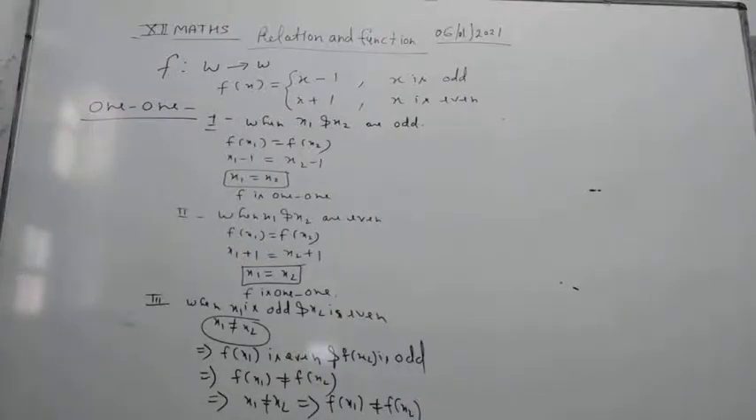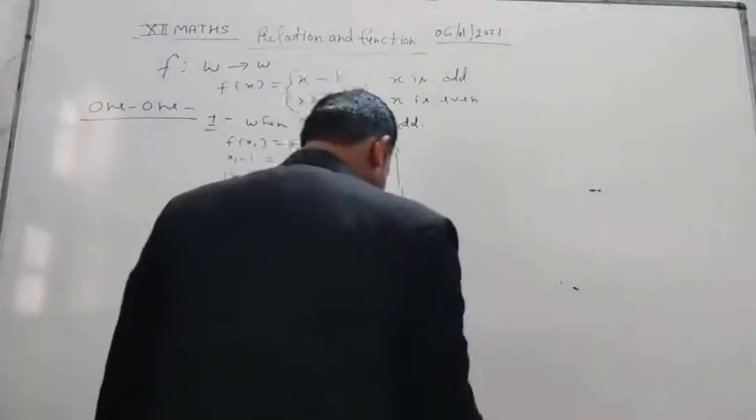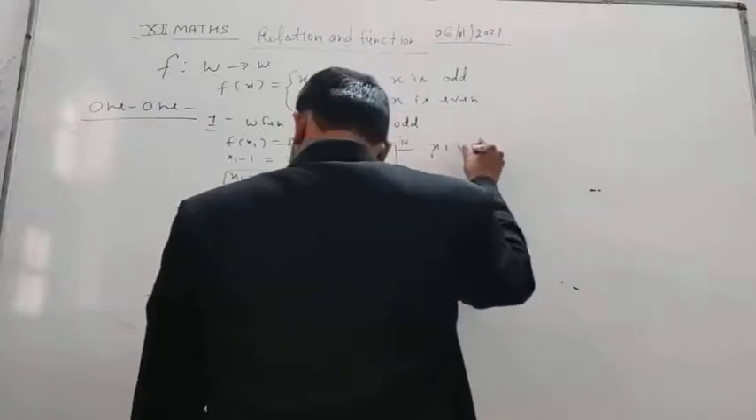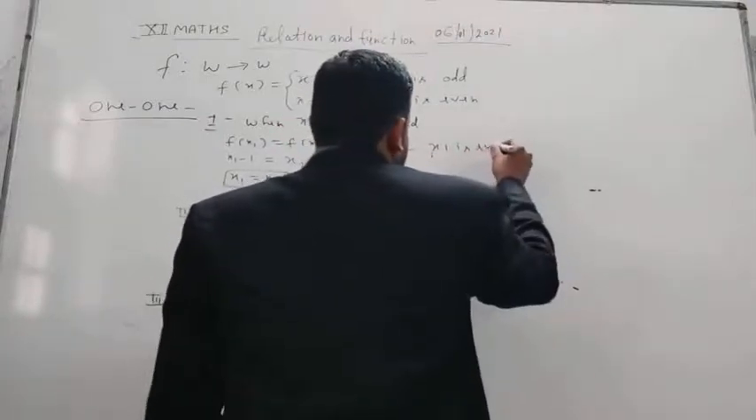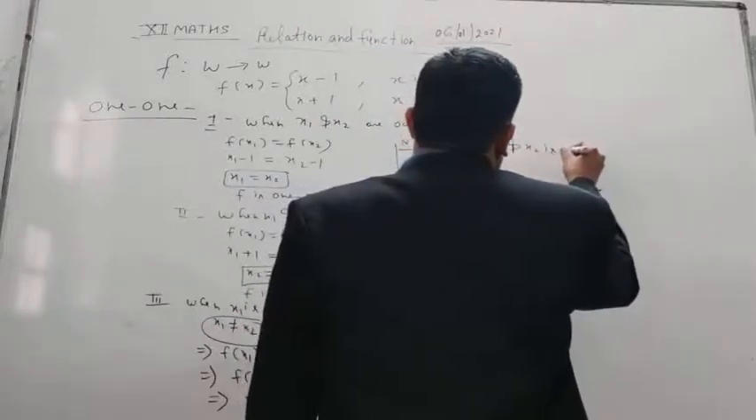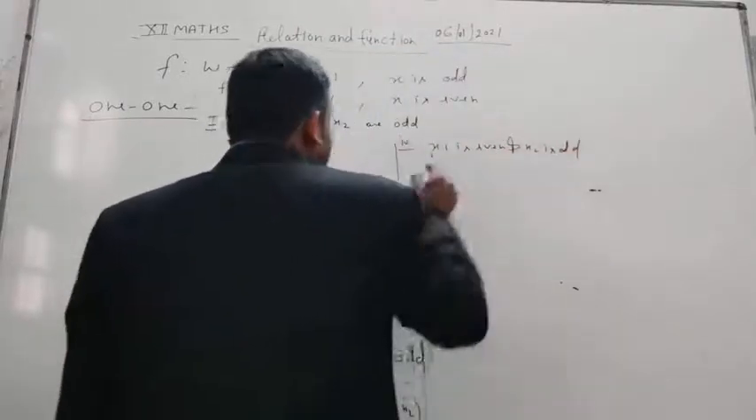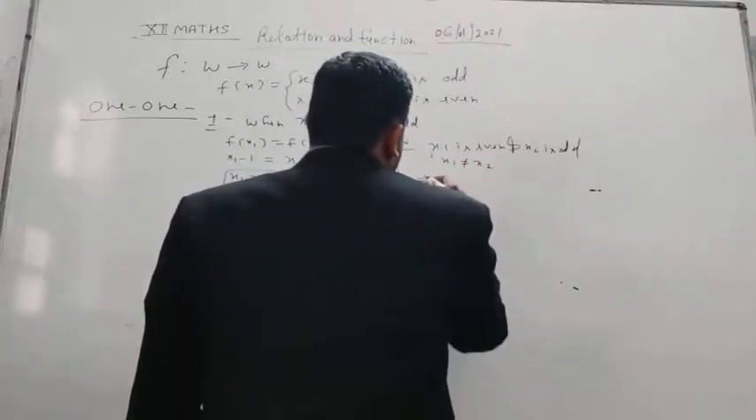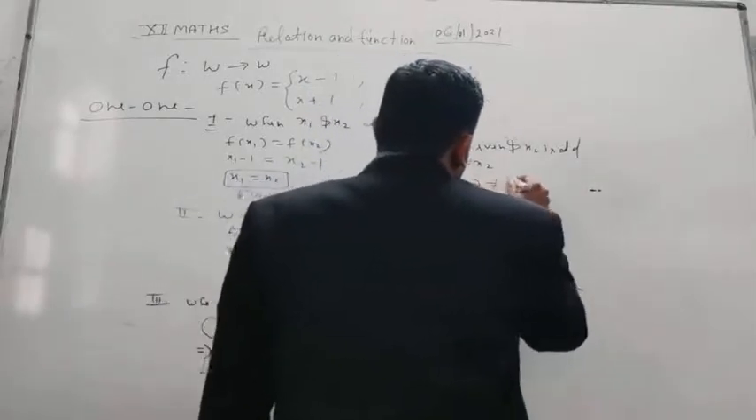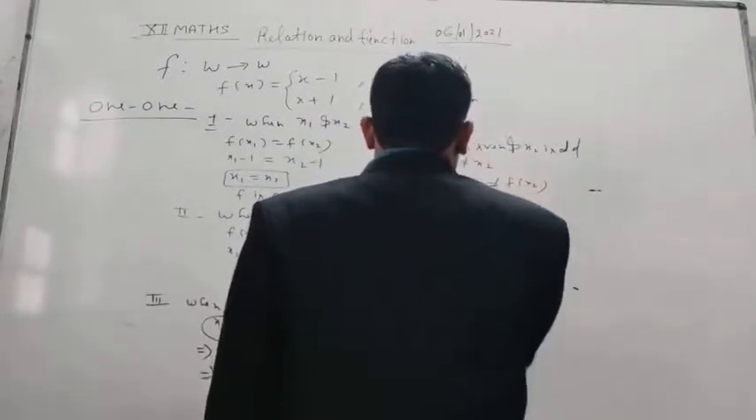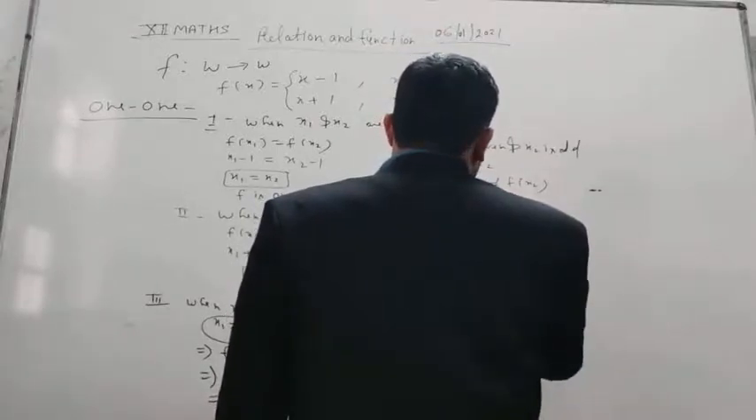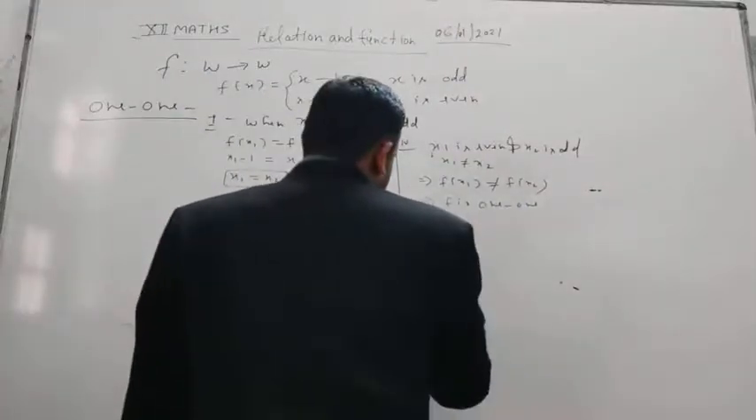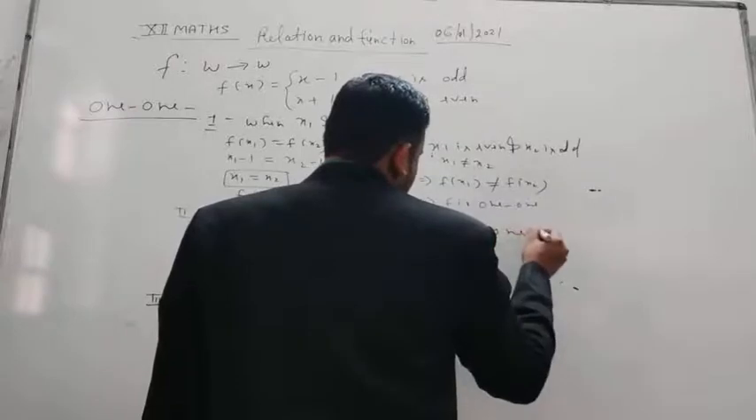Now in fourth case, when x1 is even and x2 is odd, then again x1 is not equal to x2. Okay, student, and we can say that our f(x1) is also not equal to f(x2). Okay, this implies function is one-one. So we are seeing that our function is one-one function.